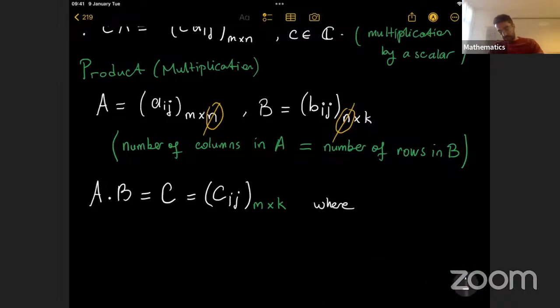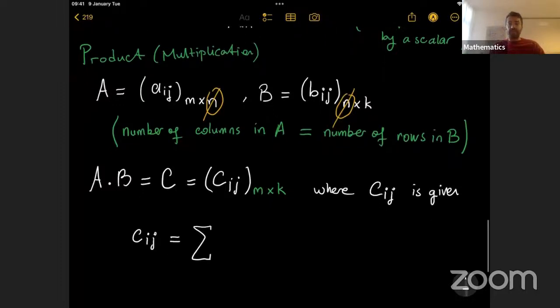Where Cij is given by... it looks complicated, but in practice it is not. I will do some examples, don't worry, okay? So it is the sum of Ail times Blj, and here L is from 1 to N.